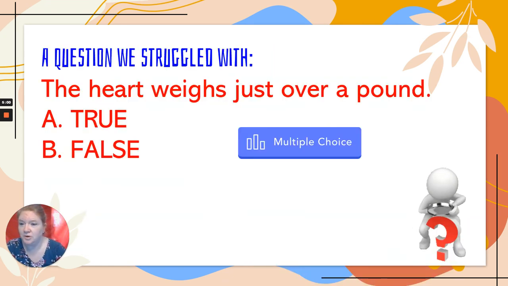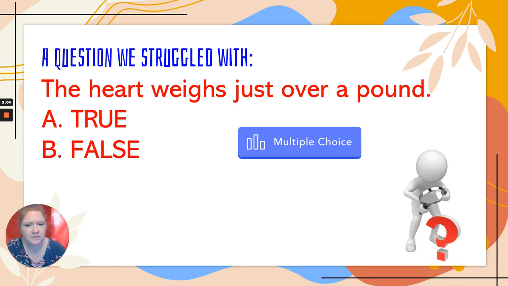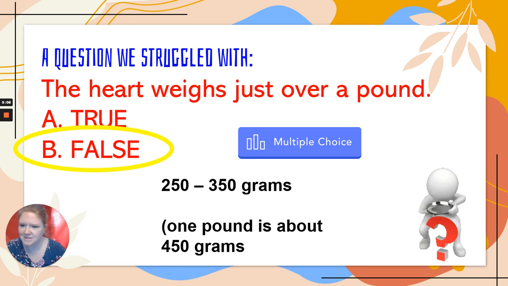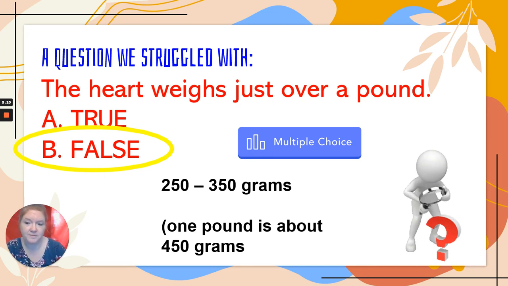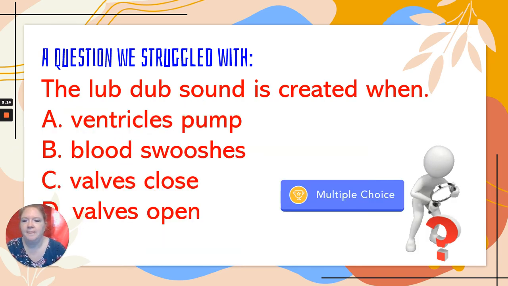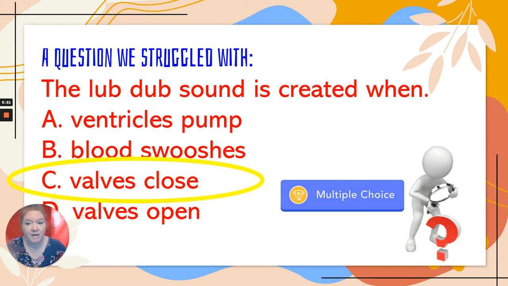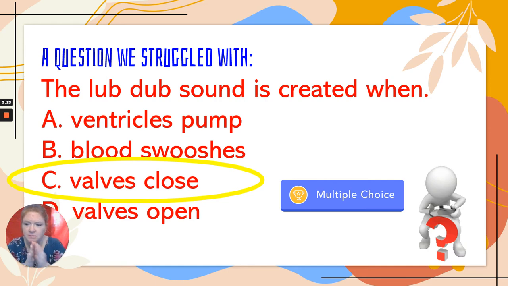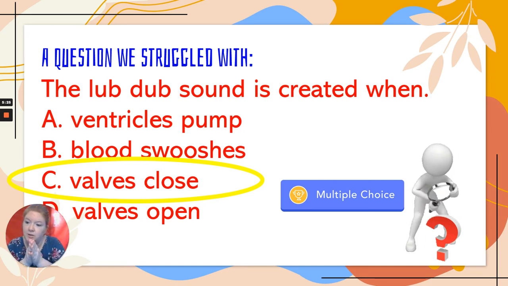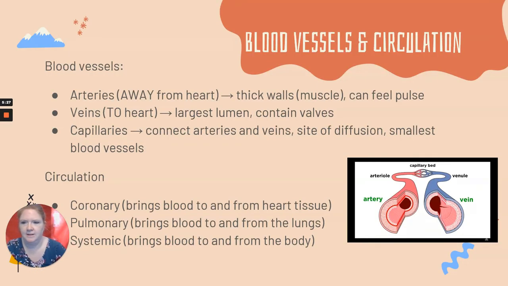Here's another question we struggled with. The heart weighs just over a pound. Is that true or false? That is false. The heart weighs 250 to 350 grams, and a pound is about 450 grams. So the heart definitely weighs less than a pound. The lub-dub sound is created when valves close. Remember, open, we can open silently. Close is the sound.